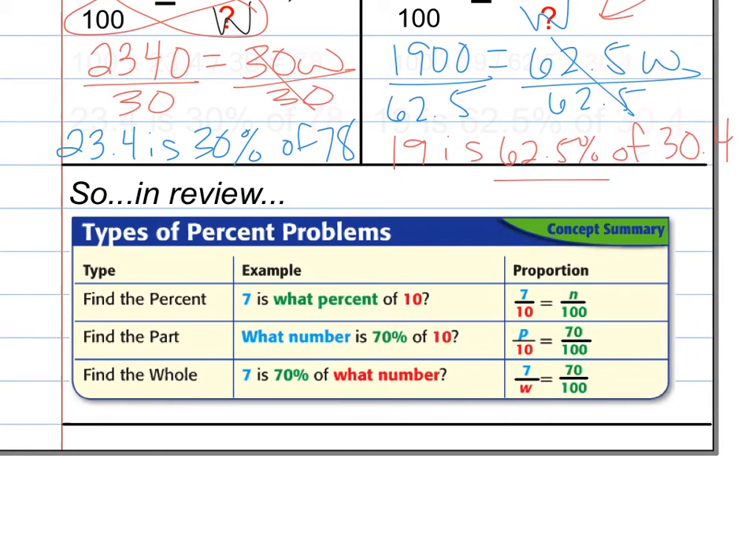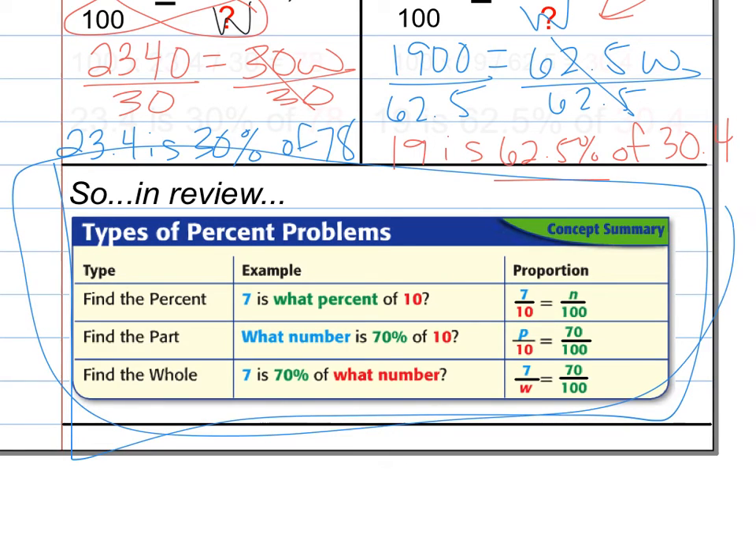In review, you want to put this in your notes, and we will check for this when you get to class. You want to make sure that you have different types to find the percents. So if you're asked to find the percent, knowing what your variable fits into, finding the part, and finding the whole. So you have an example of the word problem, an example of how you'd set it up, depending on which type of question you're being asked. Make sure you have this in your notes.